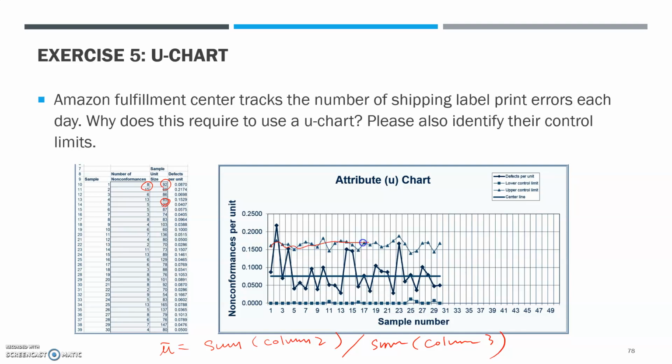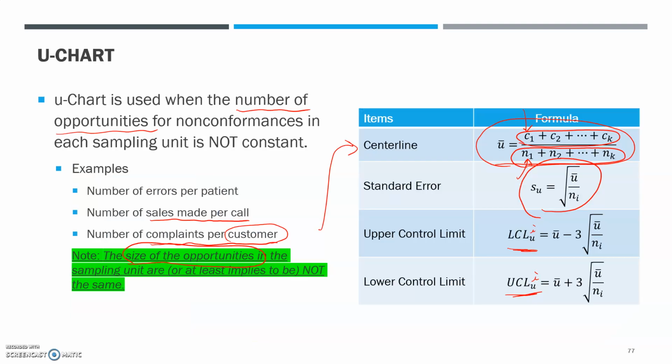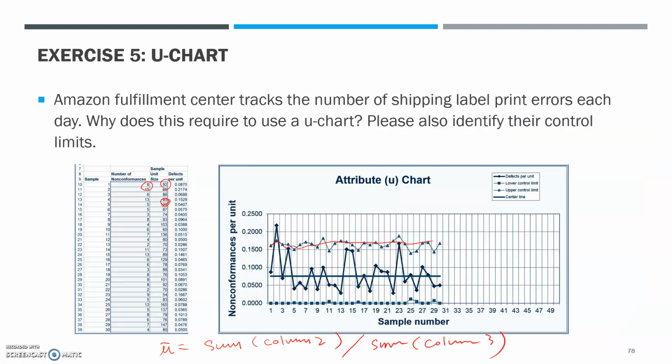And you see the control limit is quite messy. It's different from sample to sample. That is because the base opportunity is different. Let me rephrase it: the size of the base opportunities in the sampling units are different. That is why you're seeing different control limits from sample to sample.